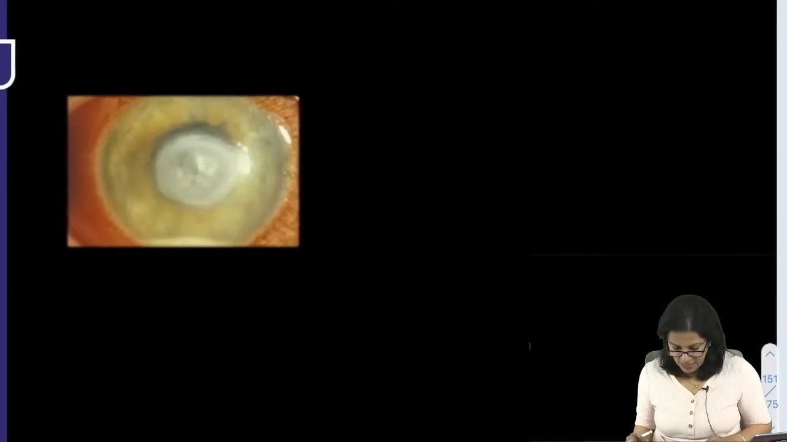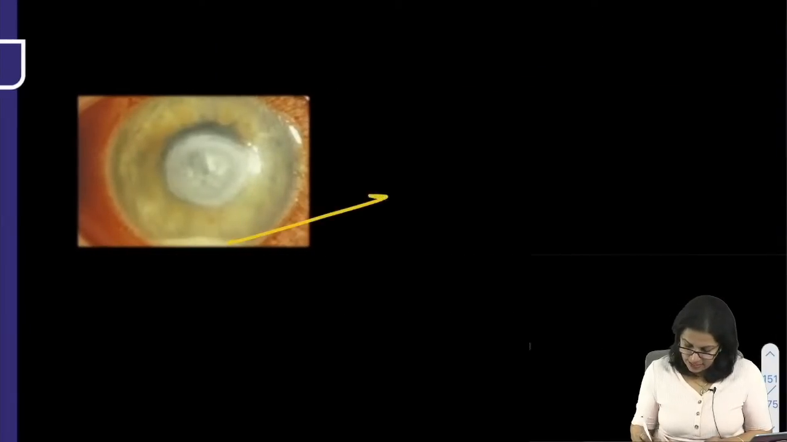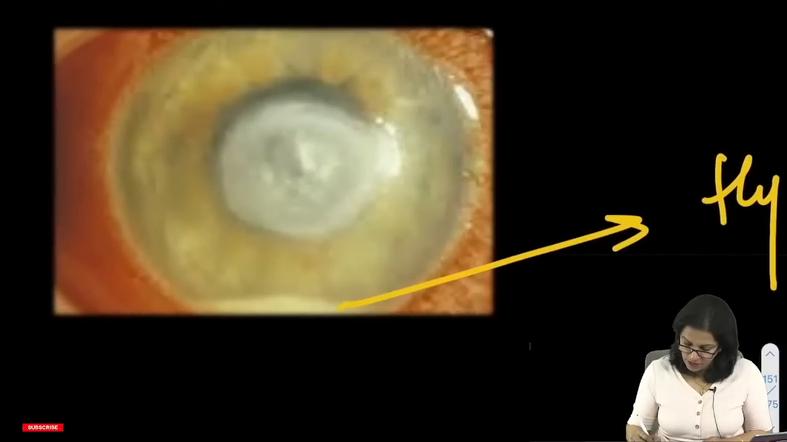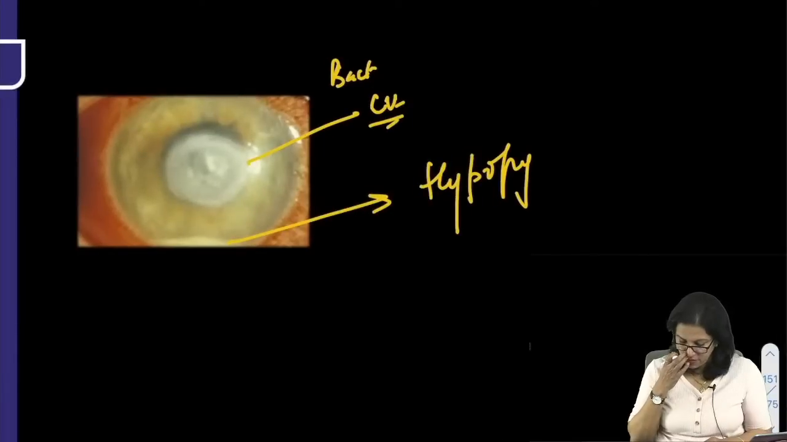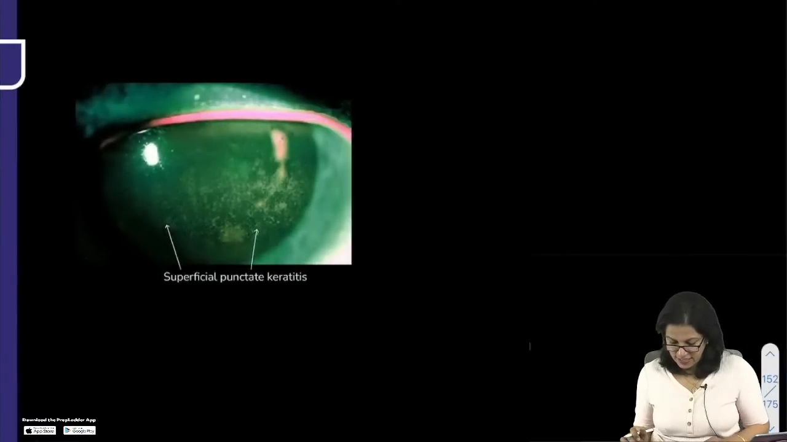Again, what is this? This seems to be more like a bacterial keratitis. I can even see a hypopion here. There is no hyphae or anything, but it's a central corneal ulcer. Most probably this is a bacterial ulcer, right? See how much area is involved. The patient will not be able to see anything in this.